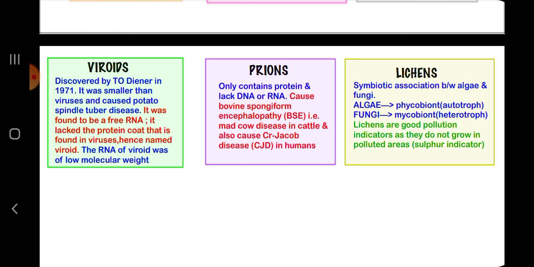Creutzfeldt-Jakob disease in humans. Lichens have symbiotic association between algae and fungi. Algae is the phycobiont, that is autotrophic, and fungi is the mycobiont, that is heterotrophic. Lichens are good pollution indicators as they do not grow in polluted areas, because of sulfur dioxide.